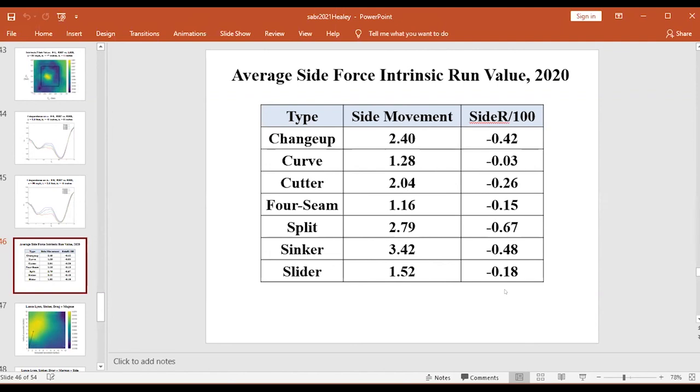Which means that on average, the side force is helping pitchers. And then if we look more carefully, we see how much it helps per pitch. It helps the splitter the most, followed by the sinker and then the changeup. And it helps the curveball the least. We get very little benefit in performance from the side force for the curveball.